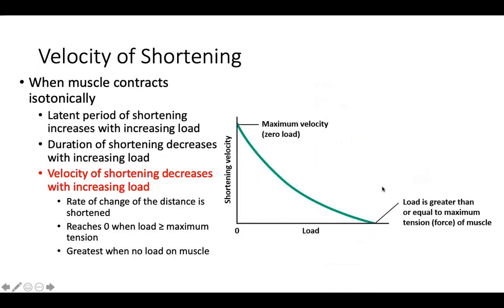Okay. What we'll look at lastly here is the velocity of shortening and how that changes with different types of loads. So when a muscle is contracting isotonically, in other words, the muscle is lifting or overcoming the load. Remember, isotonic means same tension. In other words, we are overcoming the load at that tension. The velocity is going to change. A couple other things are going to change as well.